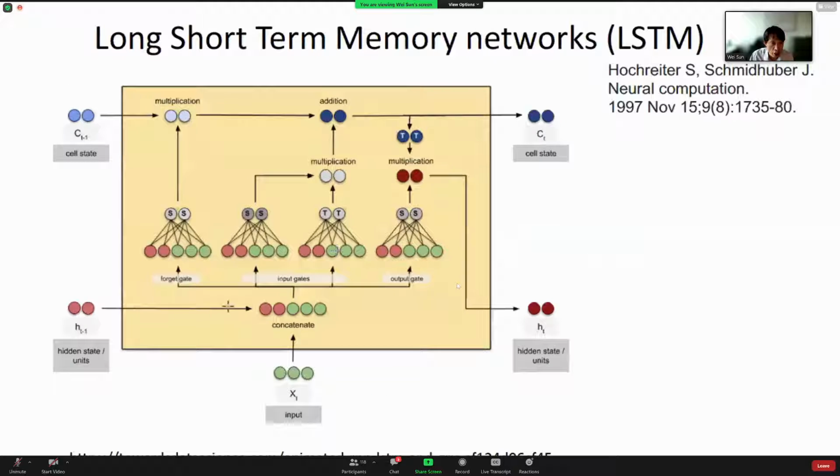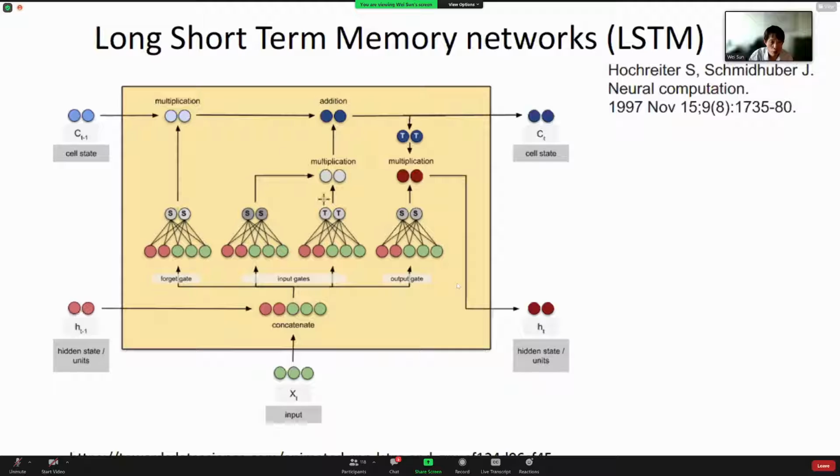Now here, in addition to the hidden state and the input, we introduce another one, the cell state. The cell state goes from one time point to the next more directly. It's more like a direct connection across time, so that when you do stochastic gradient descent, you can make the gradient easy to control.